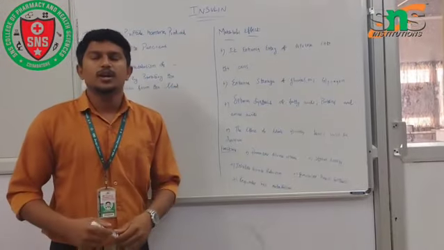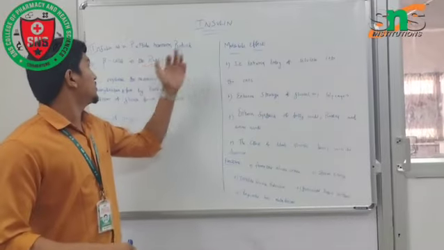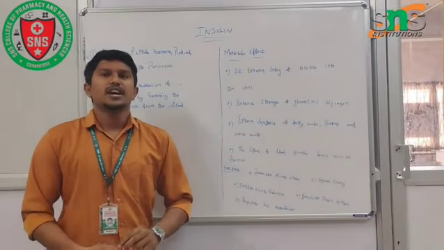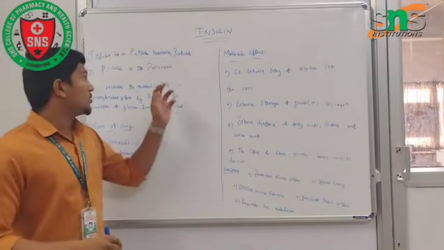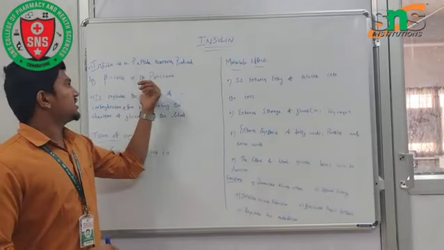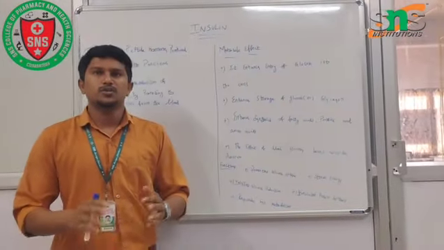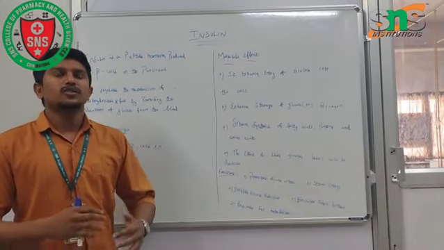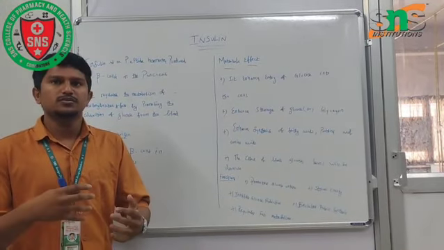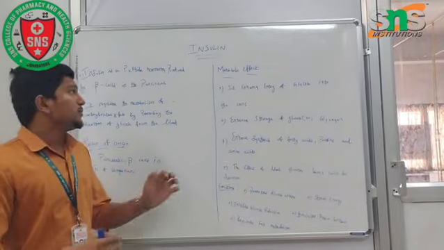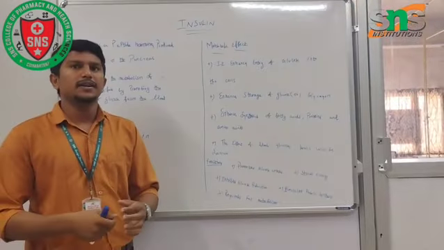First of all, insulin. Insulin is one of the peptide hormones produced from the beta cells in the pancreas. It is a crucial hormone from the endocrine cells of the pancreas.